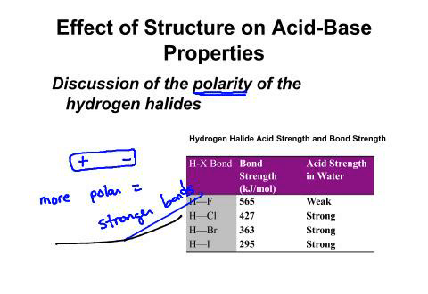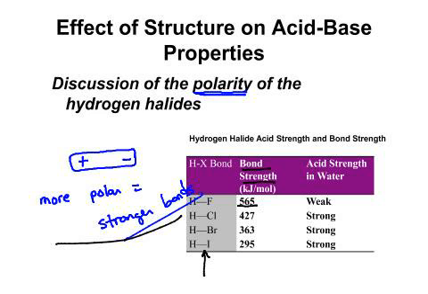Okay, so we've got polarity, and then we also have something called bond strength. Now, bond strength sort of makes sense: the stronger the bond, the weaker the acid. And we're going to look at four different acids: HF, HCl, HBr, and HI.